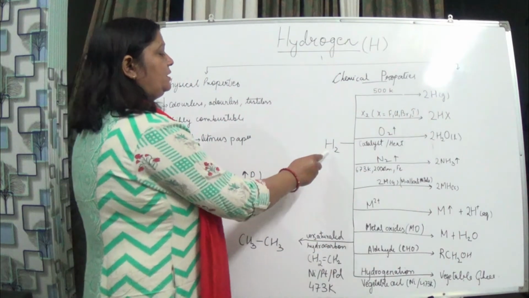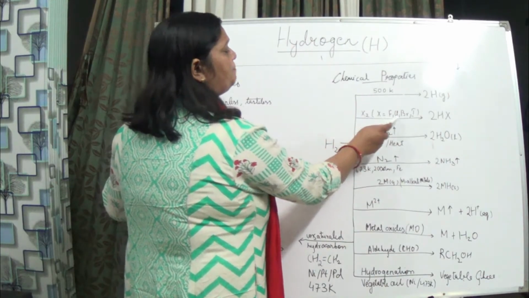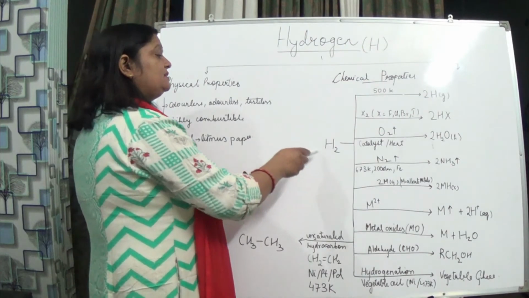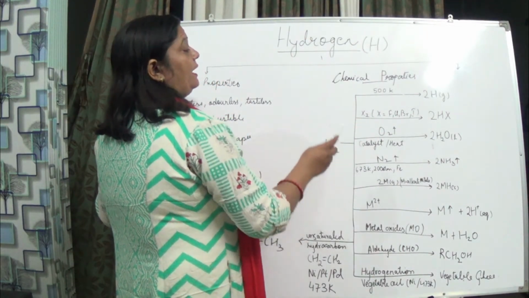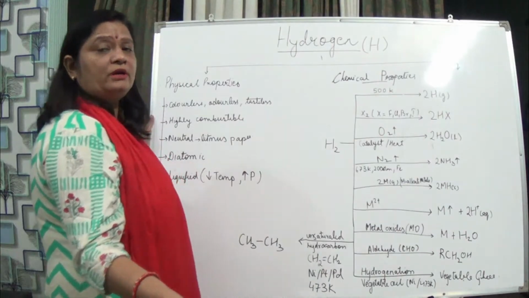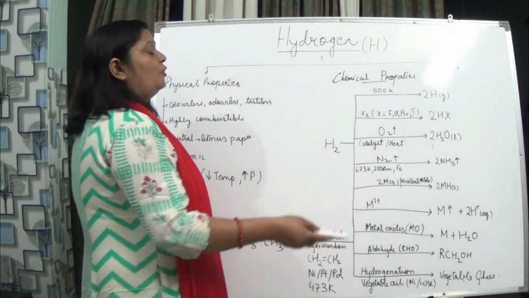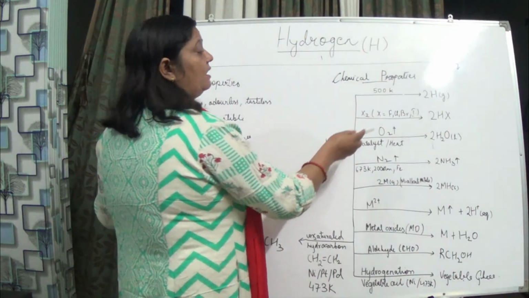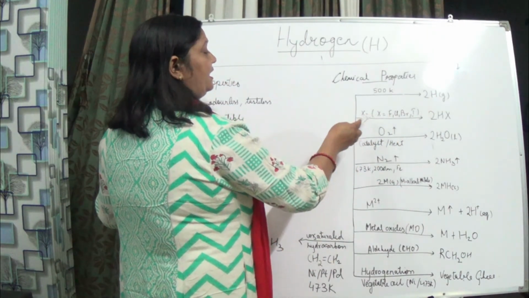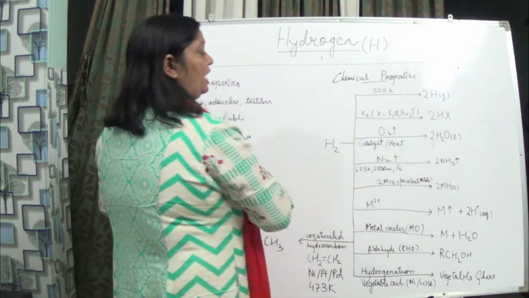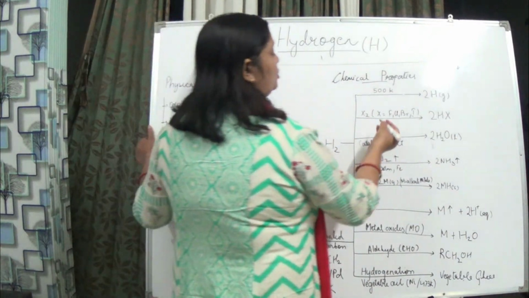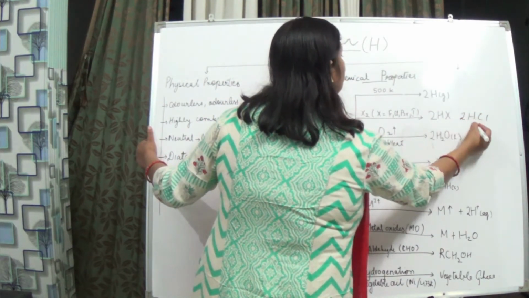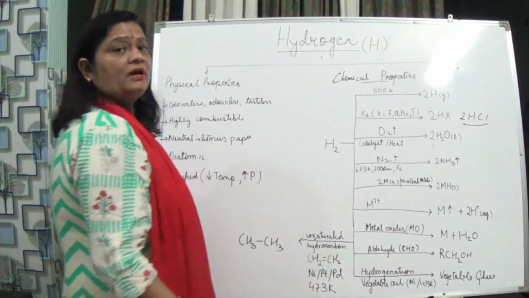This hydrogen reacts with the halogens. Halogens are represented by the letter X. So it is reacting with X, and X can be what? Fluorine, chlorine, bromine, iodine. And it can form what? HX. It means it is forming a hydrogen halide, with the formula 2HX. For example, if it is reacting with chlorine, it will form what? 2 molecules of HCl, or 2 moles of HCl.